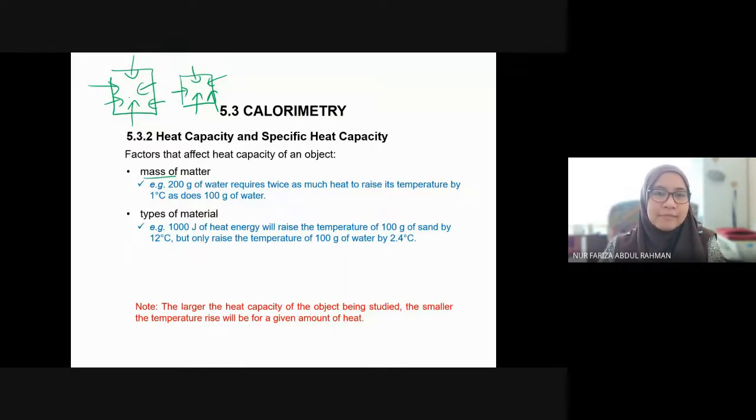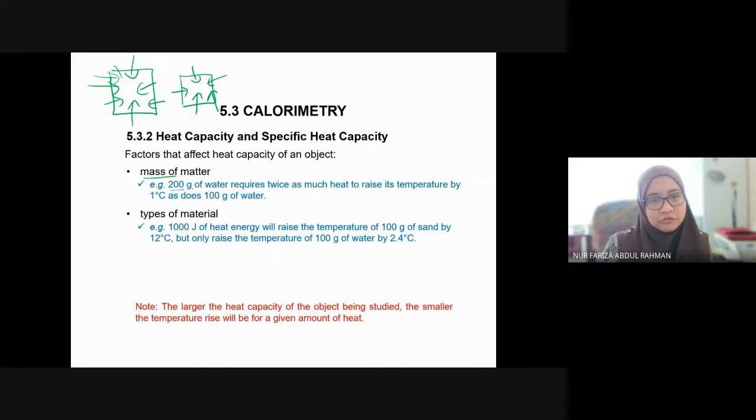Okay, so nak panaskan maksudnya dia absorb dulu, dah penuh baru dia naik 1 degree Celsius. Okay, and then panaskan lagi, naik lagi 1 degree Celsius. Okay, so it takes longer time to fulfill lah the capacity of the heat for this larger box compared to yang kecil ni. Okay, alright. So that's why mass of matter can affect the heat capacity.